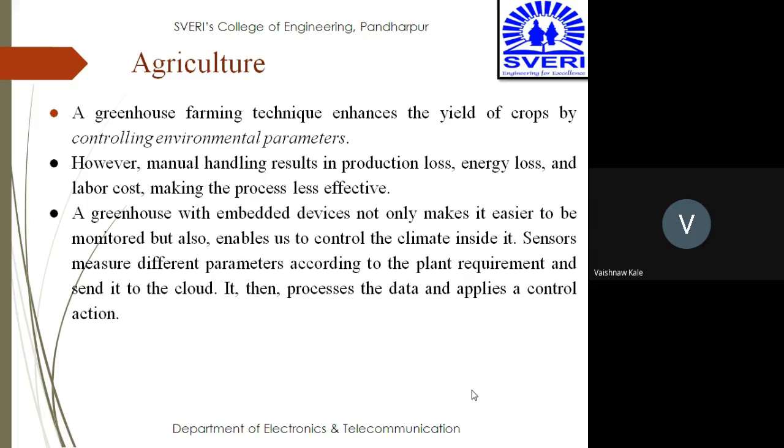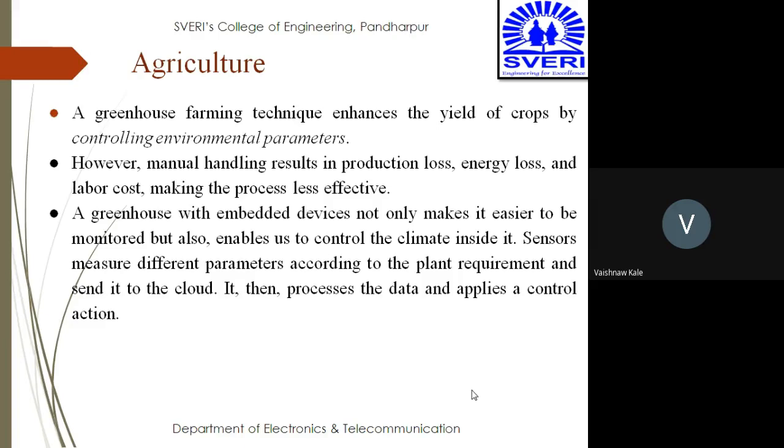But in India, as we know, earlier 70% of the people were doing agriculture. Now it has reduced to somewhat 35 or 40%. So a lot of issues have been going on as far as agriculture is concerned.